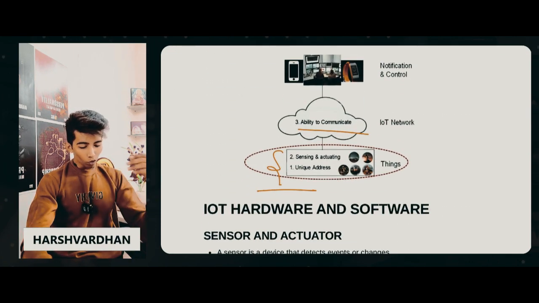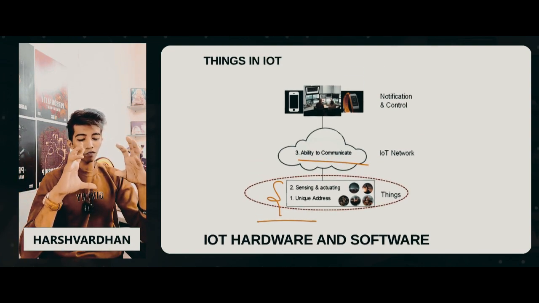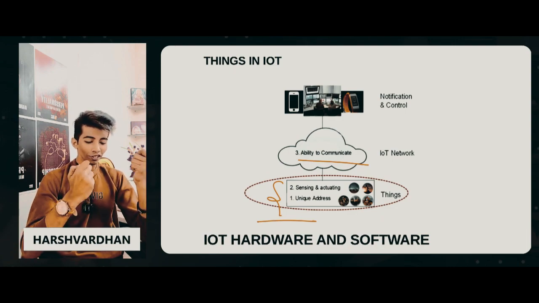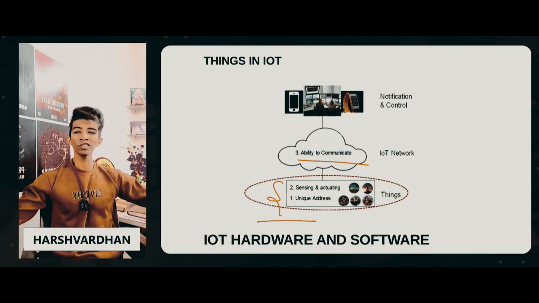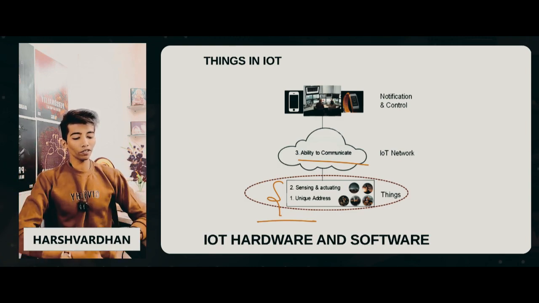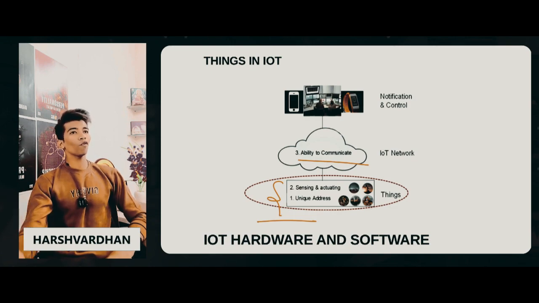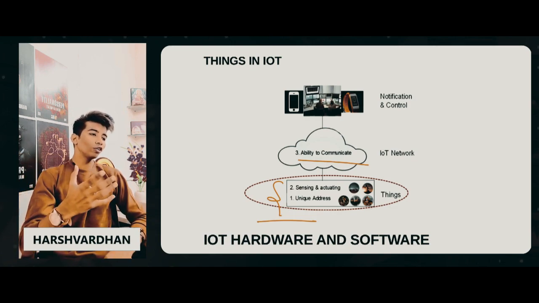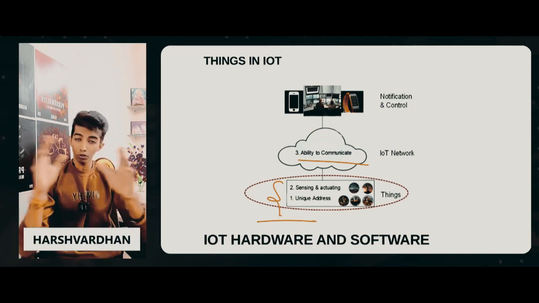Talking about more things in IoT, it involves things like sensing and addressing, a unique address, and the ability to communicate with the network. All the sensors and actuators are present and communicating with each other, and you are getting all kinds of control. If you want to switch off the light, you will just switch it off. If you get some kind of notification and you want to act upon it, this is also easily possible by using IoT.